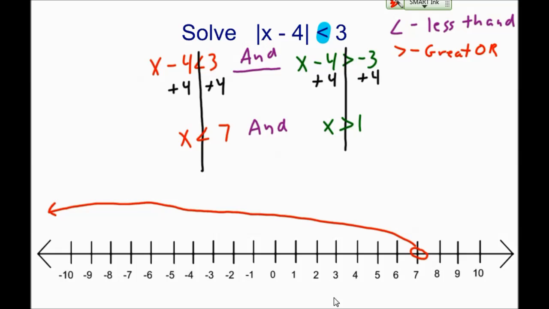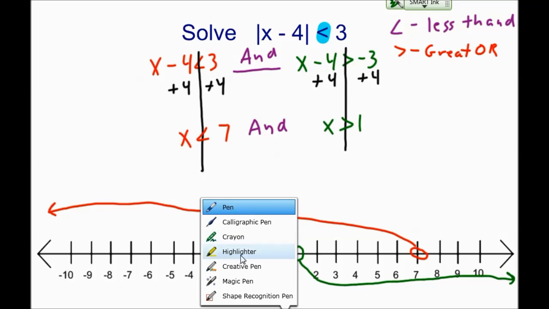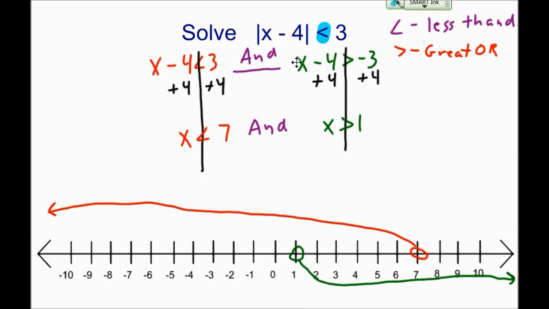Next, I'm going to graph this one. This says x is greater than 1. It's not equal to, so I'm going to do an open circle. Then I'm going to go to the right, showing that all my numbers are bigger than 1. In order to be a solution for an and inequality, a number has to satisfy both inequalities at the same time. Looking at this graph, the region where that works is right here. It's where the two lines overlap.